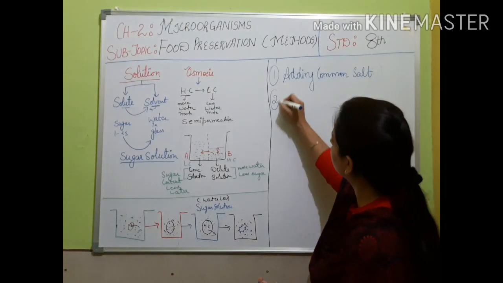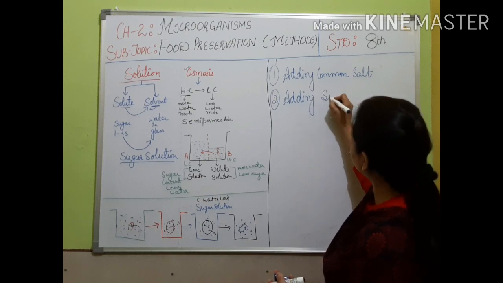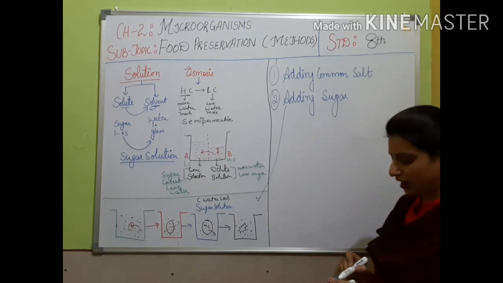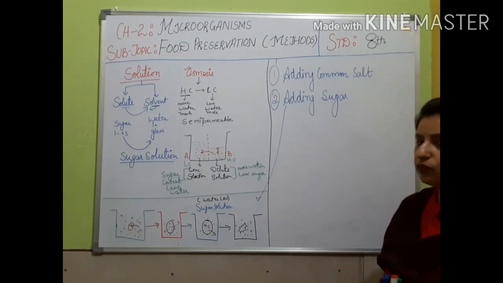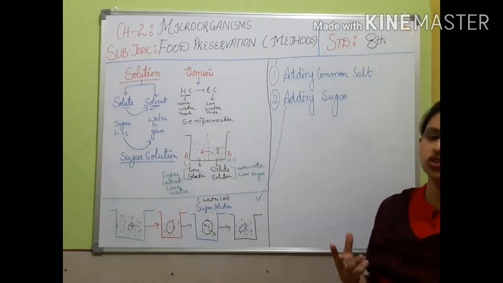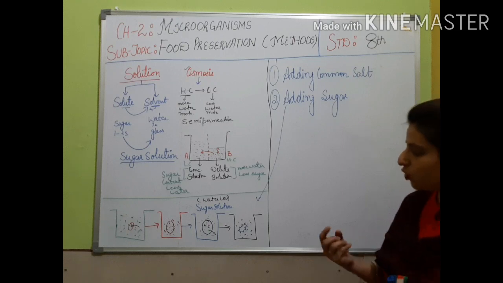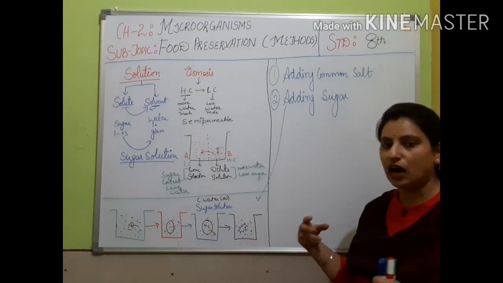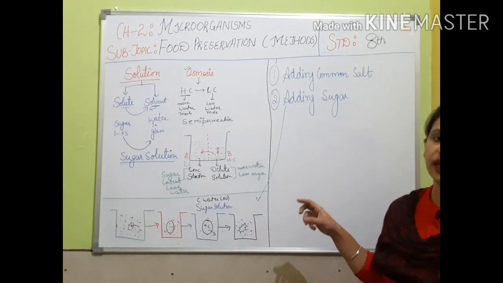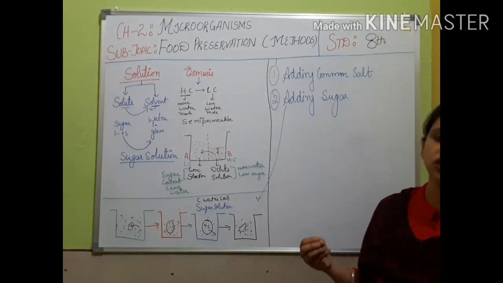Now second is preservation by adding sugar. Again we have discussed this activity, that when we are going to preserve the food, we will put it into the sugar solution. And the sugar solution has what? The sugar solution has a higher concentration of sugar and a low concentration of water. So the water from inside comes outside and it will shrink in size. So it is also used to preserve many kinds of food, as it is used to make jellies, squashes, etc.